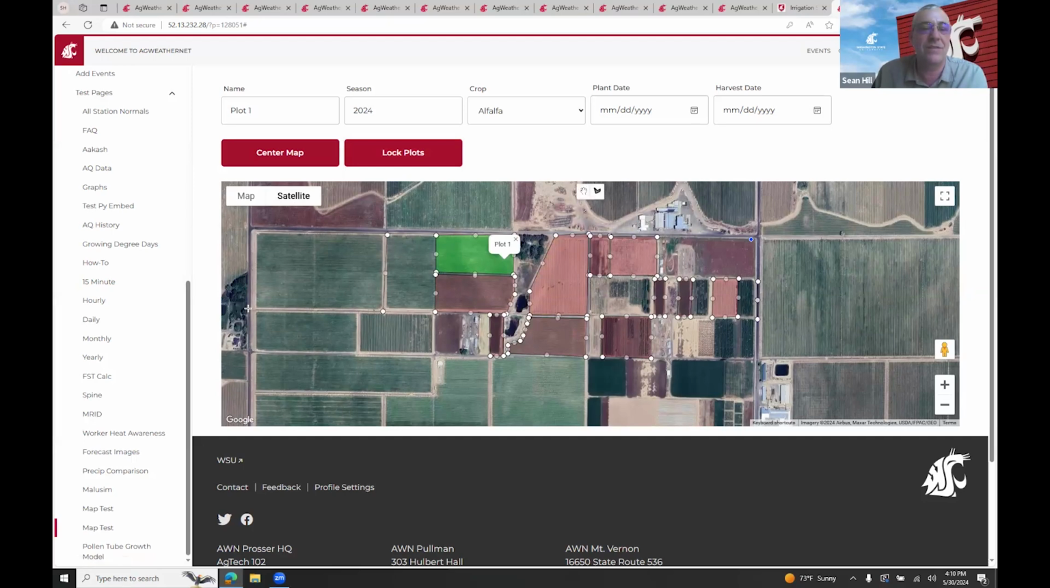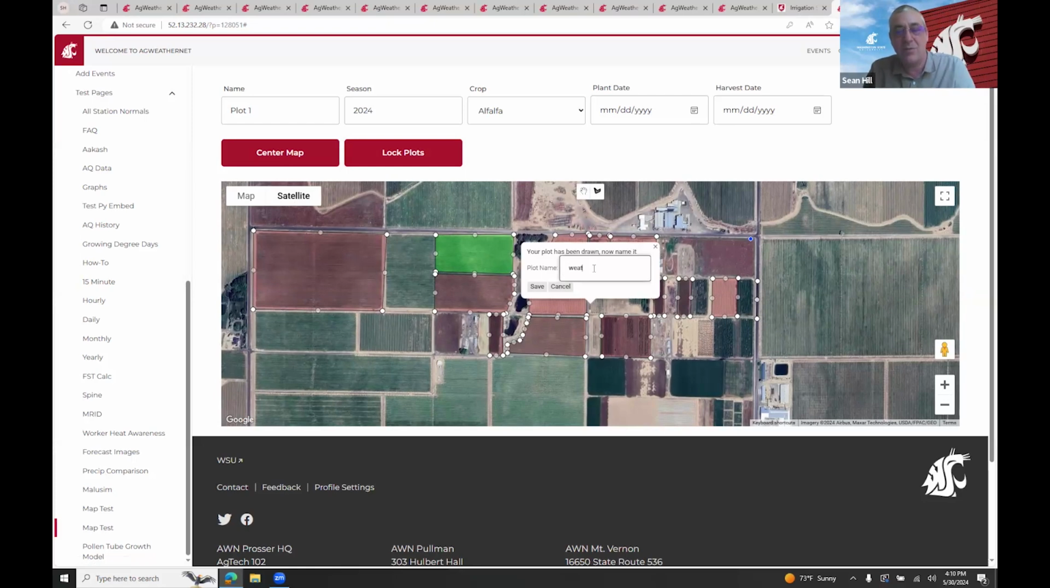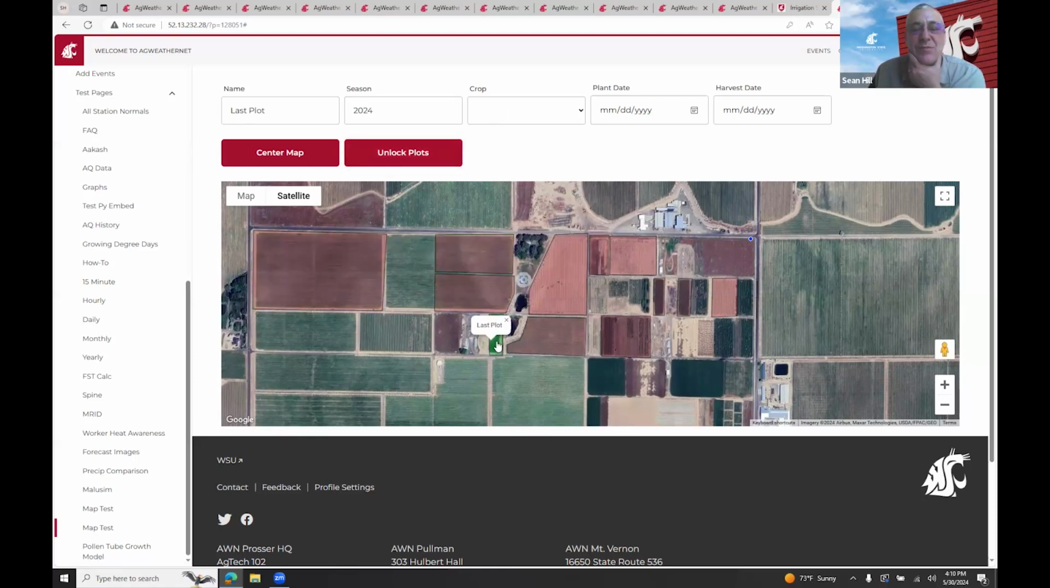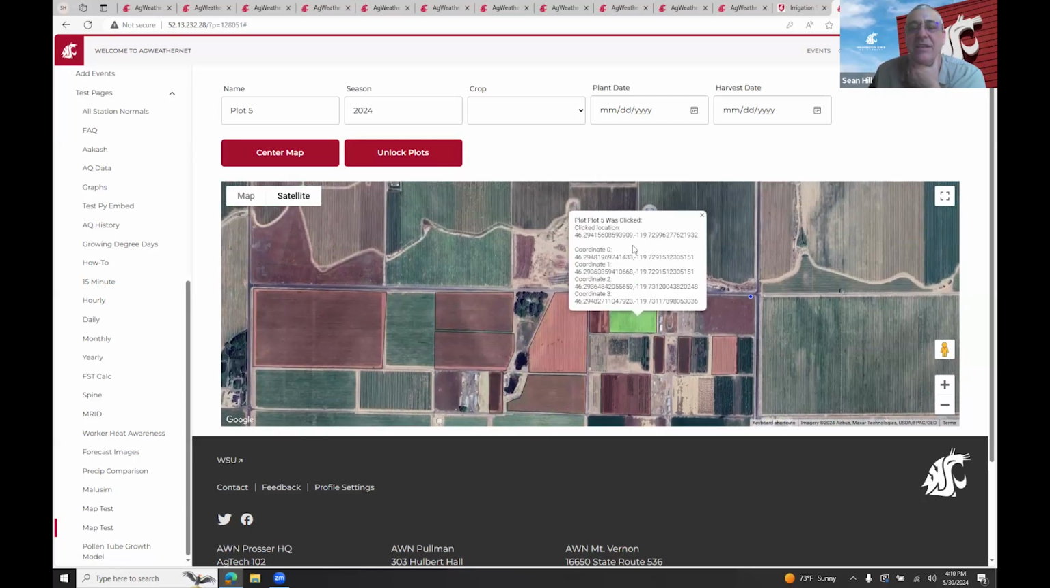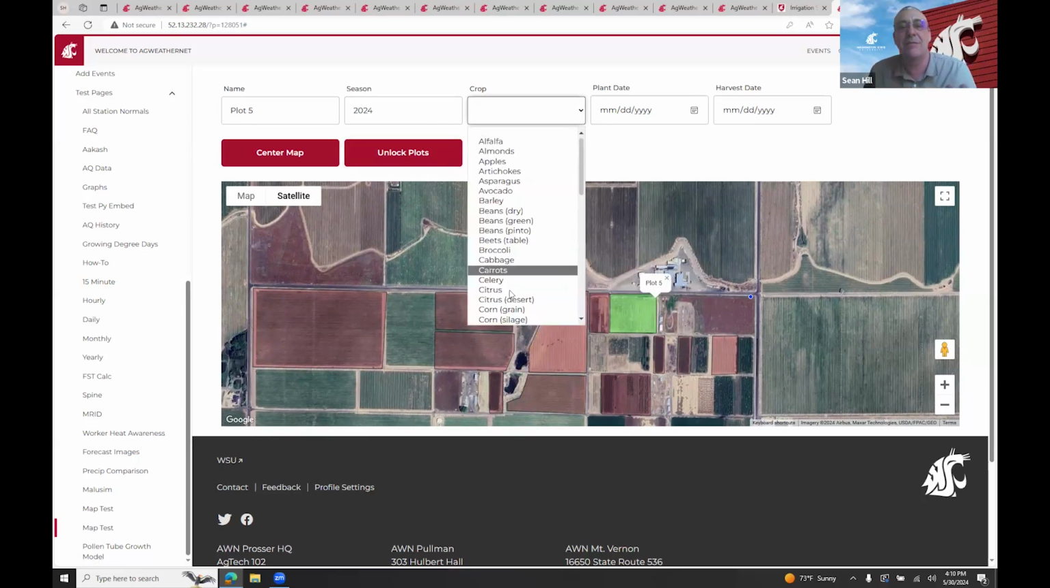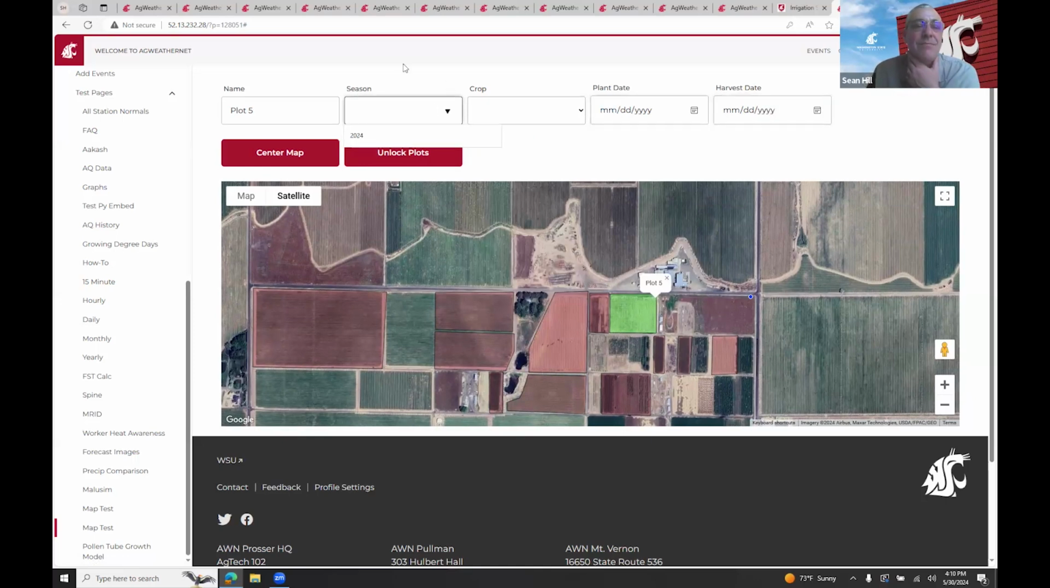You can draw yourself a new plot, give it a name, hit save, and then as you look at those plots, this is really just a proof of concept that we can get in there. And then as you see, you can click in and get details of what's going on in those plots, and be able to select perhaps what crop you're using, what your planting and harvest dates are. And that's just a future tool that you may be seeing soon.